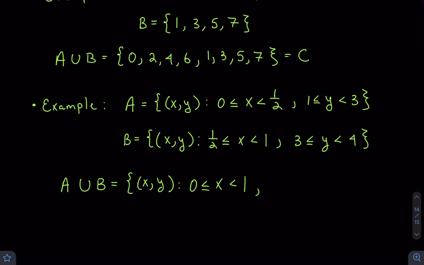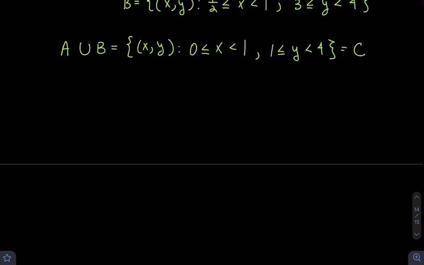And similarly, for the y interval, we will start at 1 and span up to 4. And this is our new set, C. So that's the union operation.